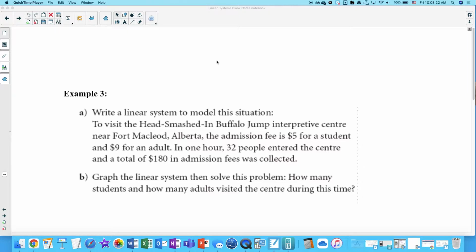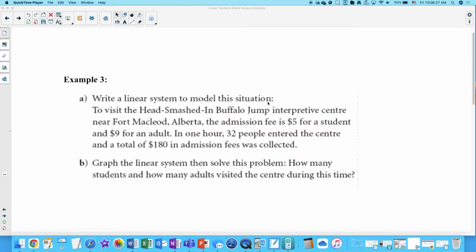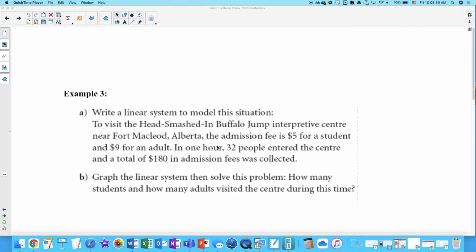So here we go. Write a linear system to model this situation. To visit the Head Smashed In Buffalo Jump Interpretive Center near Fort Macleod, Alberta, the admission fee is $5 for a student and $9 for an adult. In 1 hour, 32 people entered the center and a total of $180 in admission fees was collected. Okay? So we need to write a linear system to model this situation. A linear system means two unknowns, two equations. So let's talk about how to do this, okay?